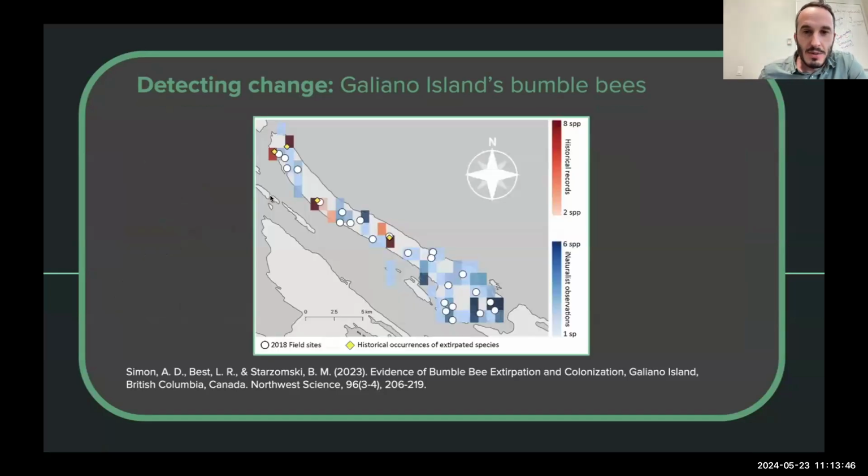So again, I'll have to gloss over many of the details of these studies, but here's a quick overview showing the distribution of historical data, iNaturalist observations, and the sites I sampled in 2018, those white dots there. And you can see they're pretty well distributed. The sampling effort was quite intensive over 5 months during 2018 and all over the island.